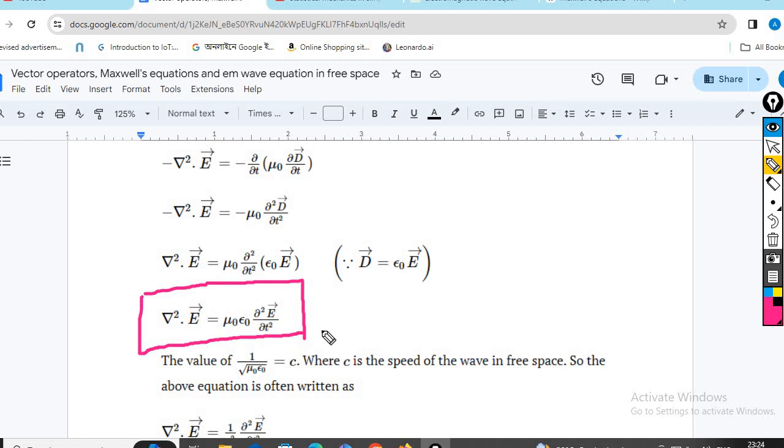So what you have? On the right hand side you have a second order time dependent electric field variation. And what is this del square? Del square is sometimes known as the Laplacian, or in simple words, in Cartesian coordinate system one can write this as d2 by dx square, d2 by dy square, and obviously d2 by dz square.